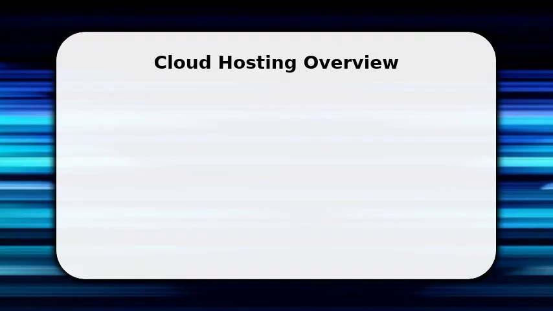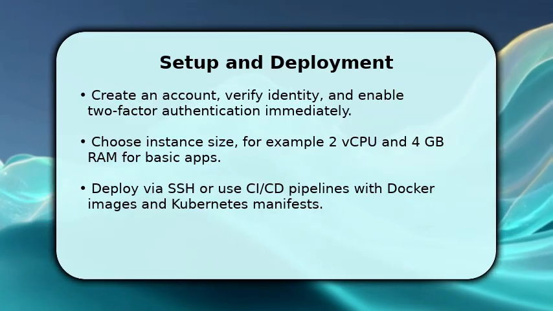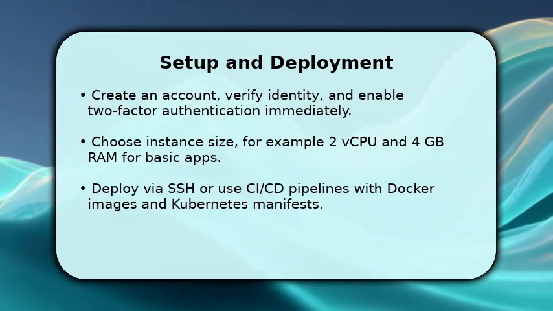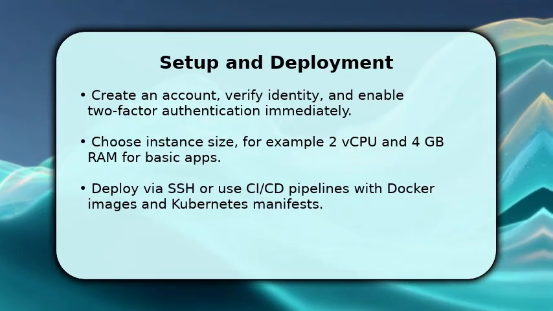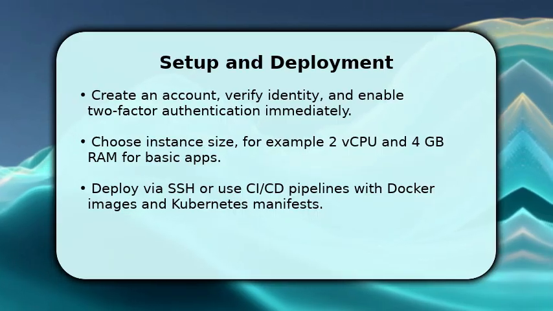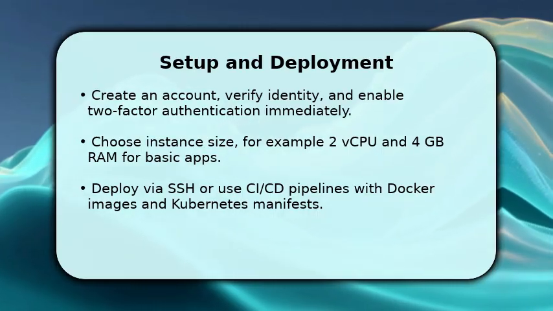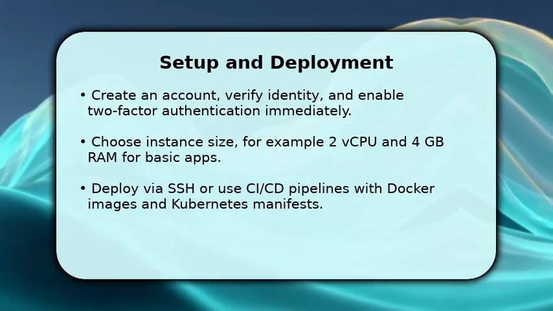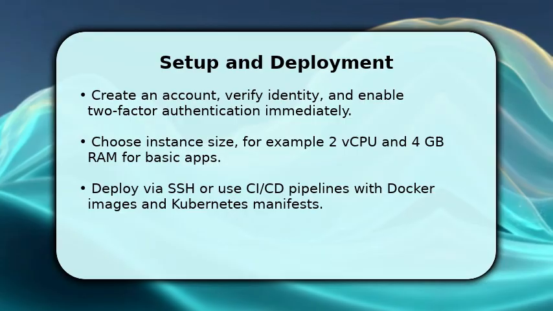Create an account, verify identity, and enable two-factor authentication immediately. Select a region close to your users to reduce latency and data transfer costs. Choose instance size, for example 2 vCPU and 4 GB RAM for basic apps. Configure key pairs and restrict SSH to trusted IPs for tighter security.